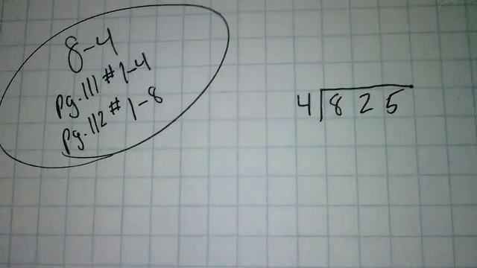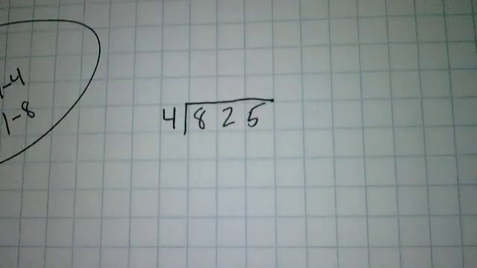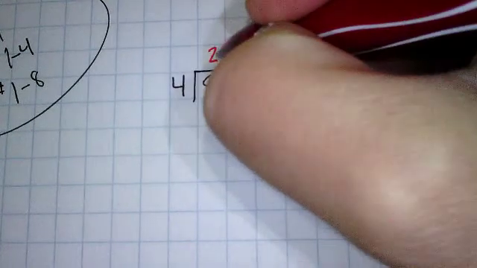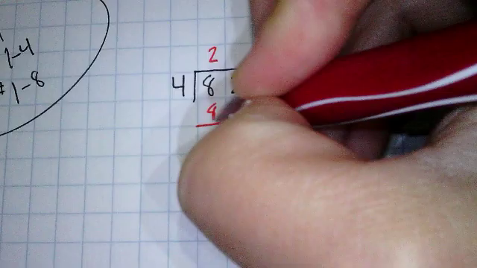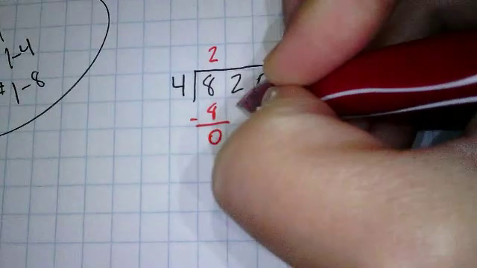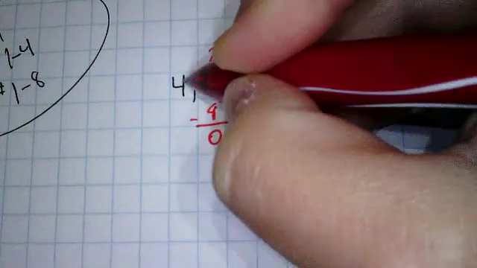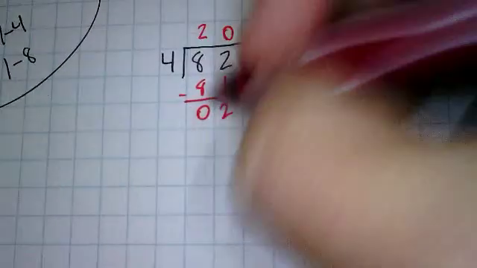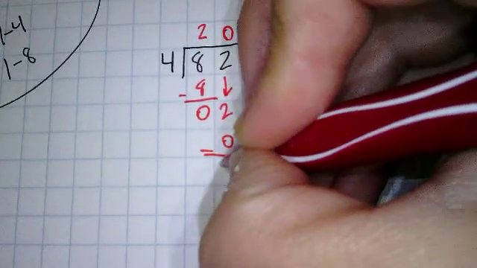Okay, so hopefully you already did this problem. So now you can check your work. So we have 4 goes into 8 how many times? That would be 2 times. 4 times 2 is 8. So we subtract, we get 0. Then we bring down our 2. How many times does 4 go into 2? That'd be 0 times. So we write a 0 up here. 4 times 0 is 0. We subtract, we get 2.